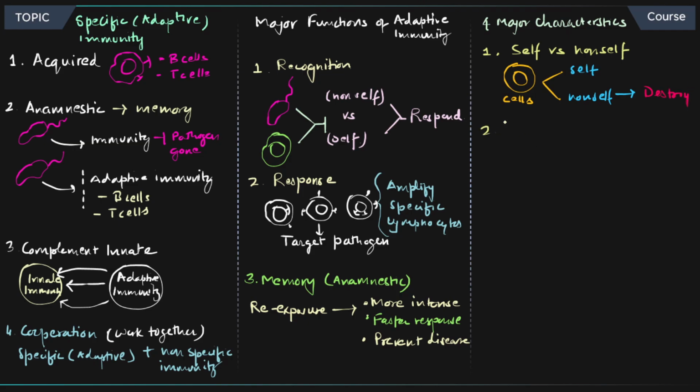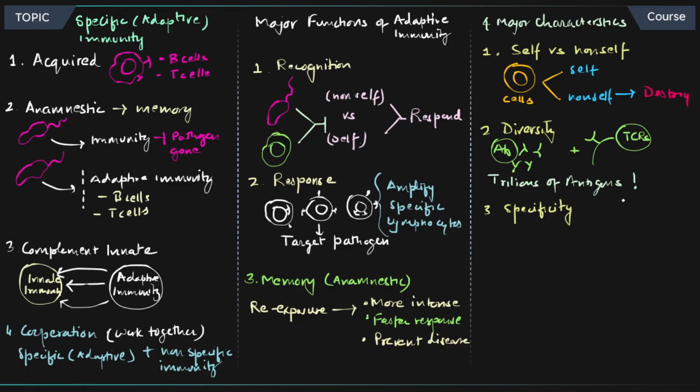The second one is diversity. Can you imagine, so many pathogens are there, and we have a system that will create antibodies, these Y-shaped molecules, against all those pathogens. The T-cell receptor also binds to antigen, right? So trillions of antigens can be recognized by B cells as well as T-cell receptors. So B-cell receptors or antibodies, as well as T-cell receptors. Another one is specificity. The adaptive immune response is highly specific. Innate is not specific. So it is going to get targeted against the pathogen.